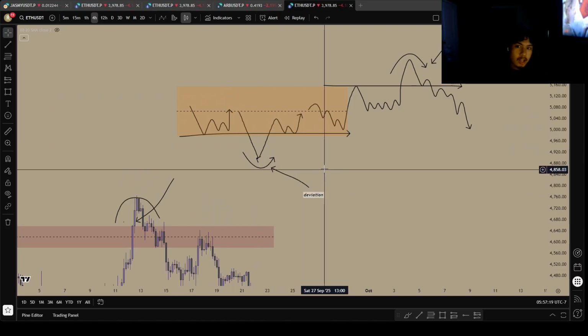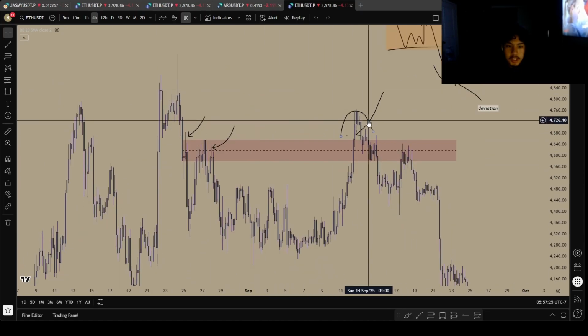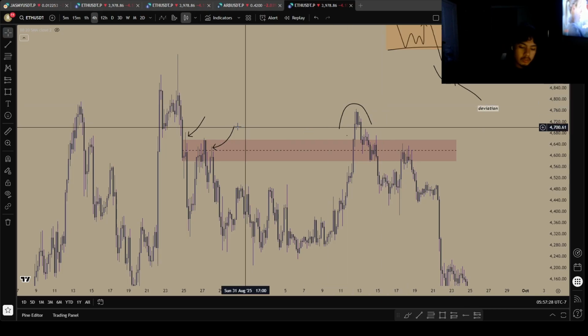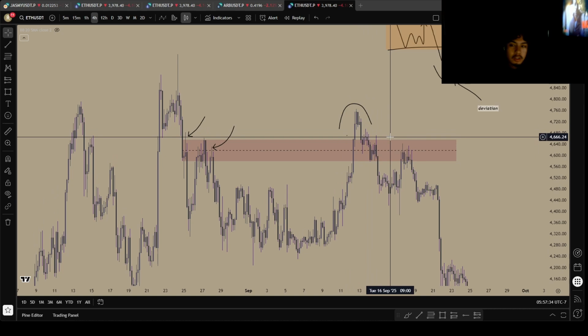You can search up the actual definition. That's my definition. That's the easiest way to think about it, right? So right here, this move right here is a deviation. We deviated above this range. Pretty much it's manipulation. It's a liquidity sweep. It's a fake out.